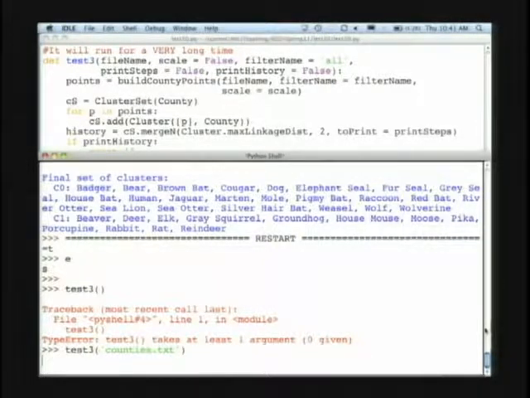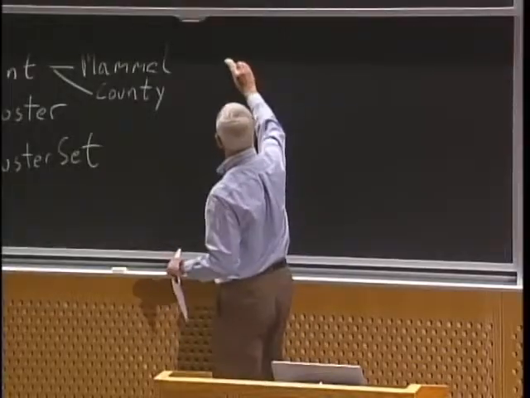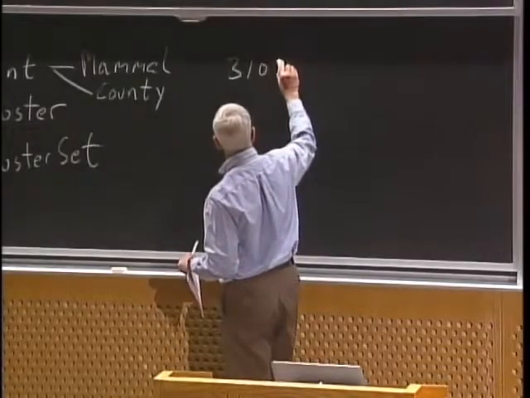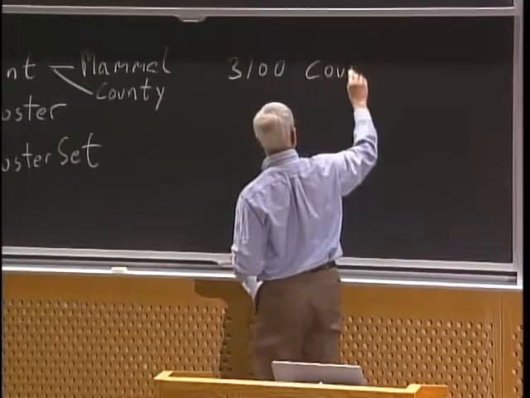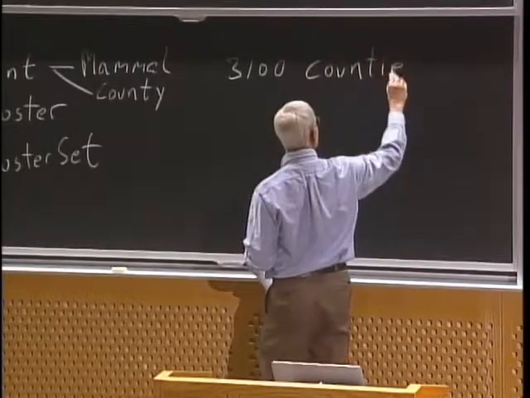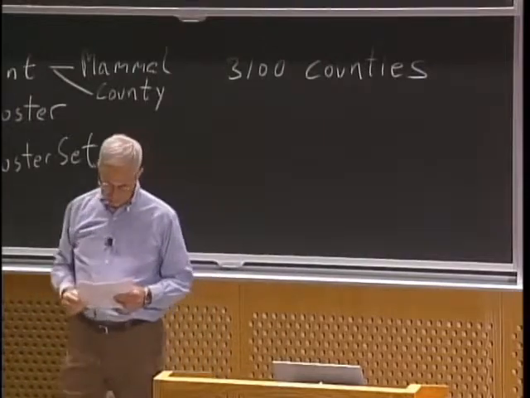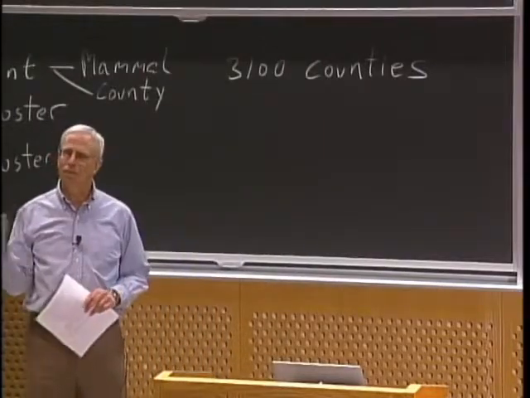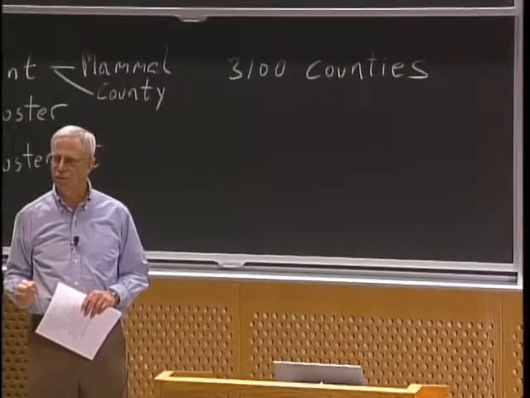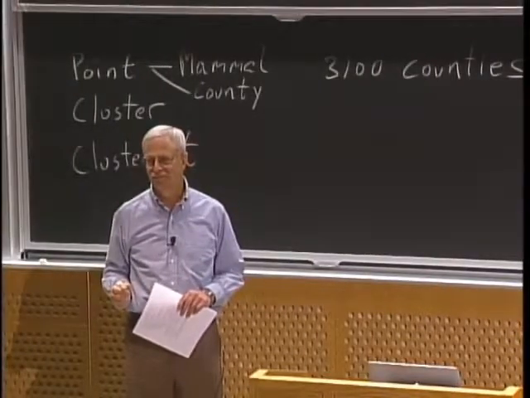Let's think about what we know about hierarchical clustering and how long this is likely to take. I'll give you a hint. There are approximately 3,100 counties in the United States. I'll bet none of you could have guessed that number. All right. How many comparisons do we have to do to find the two counties that are most similar to each other?